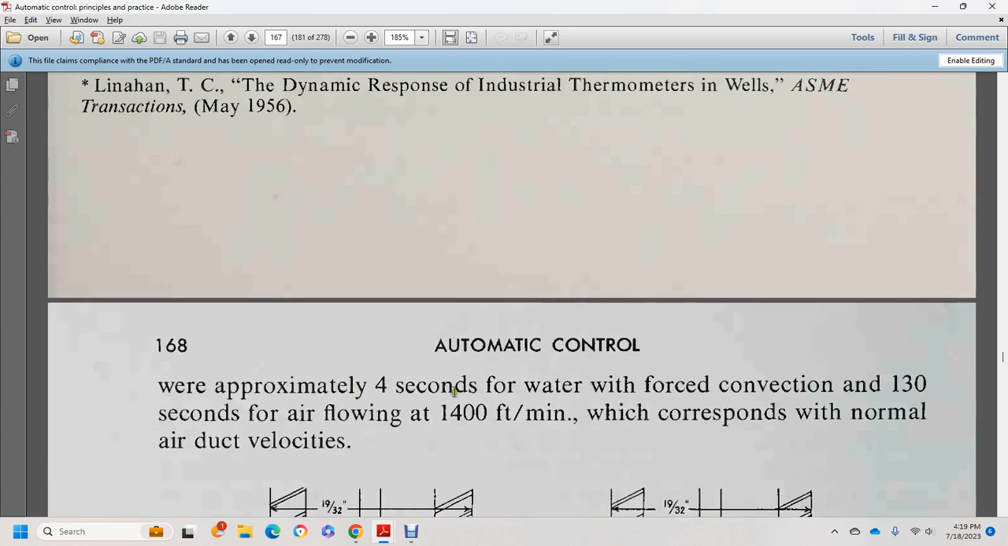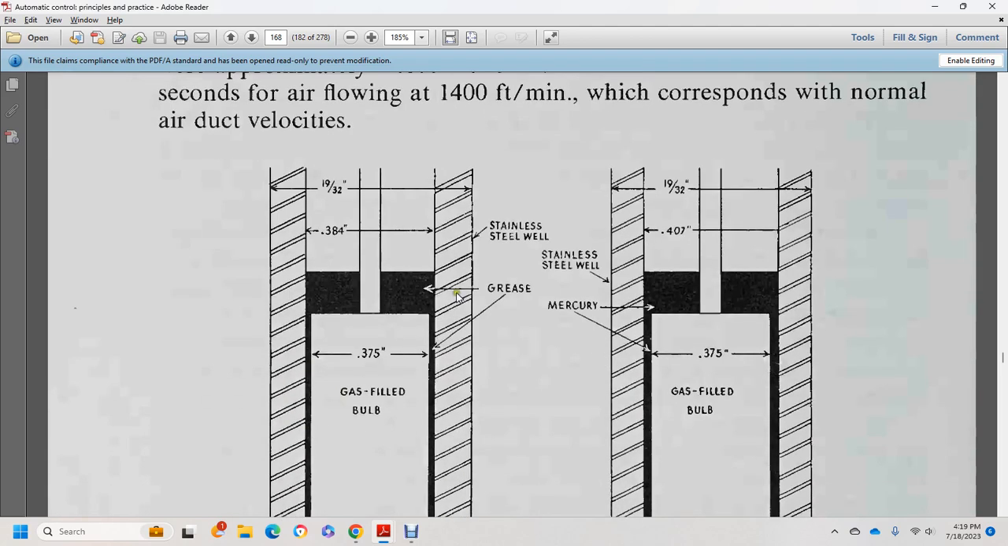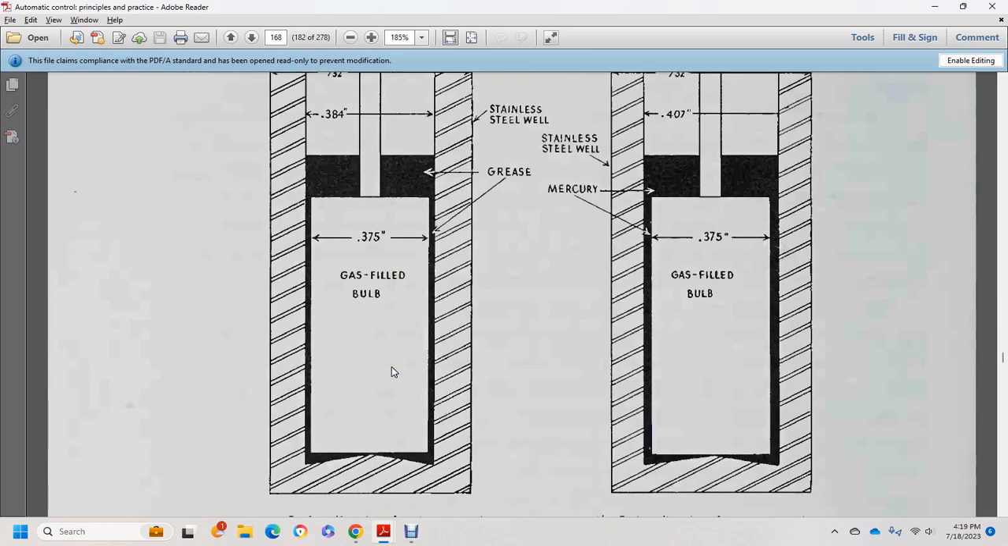They were approximately 4 seconds for water in forced convection and 130 seconds for air flowing at 1,400 feet per minute, which corresponds with normal air duct velocity. So the stainless steel wells, the grease, and the mercury, and also the same size bulbs.